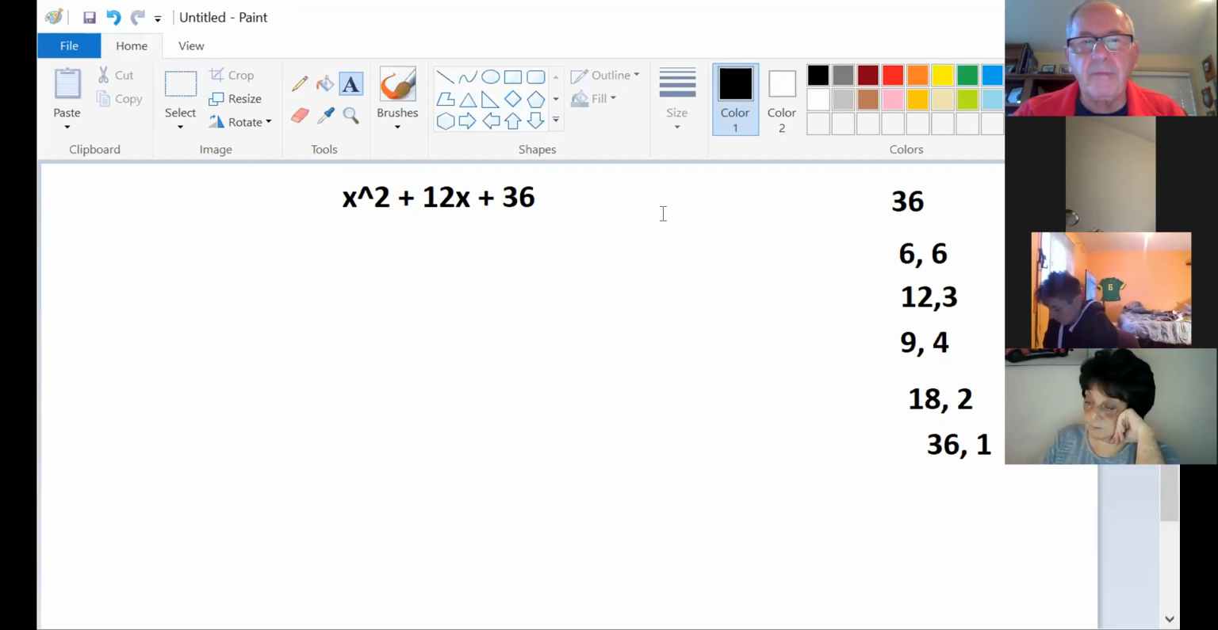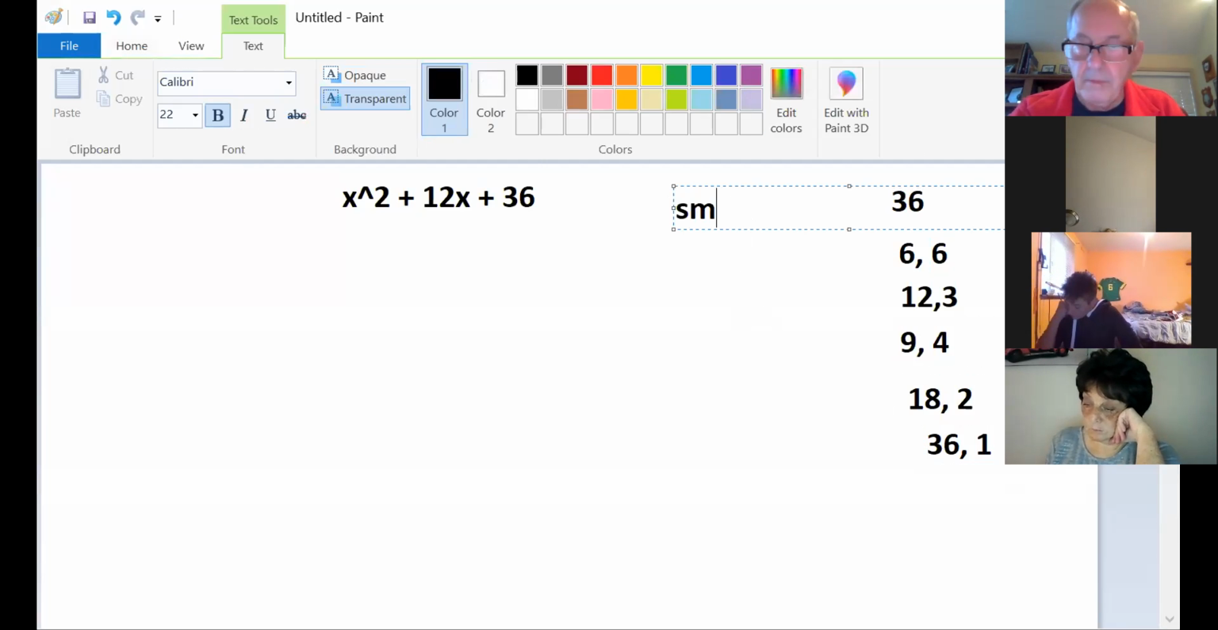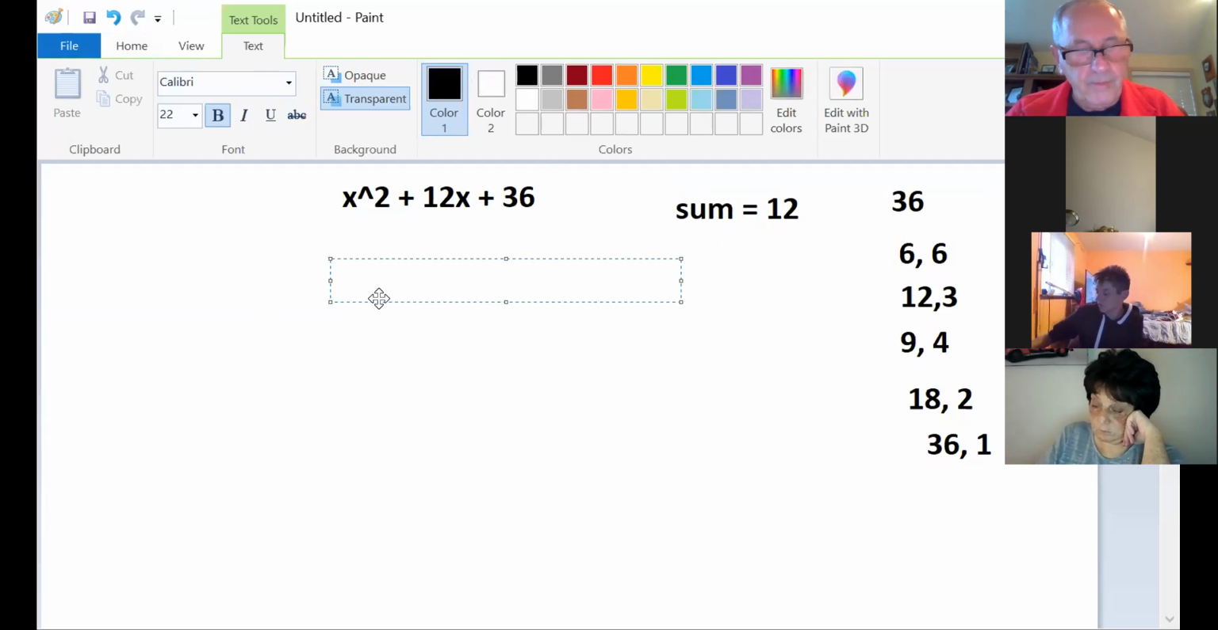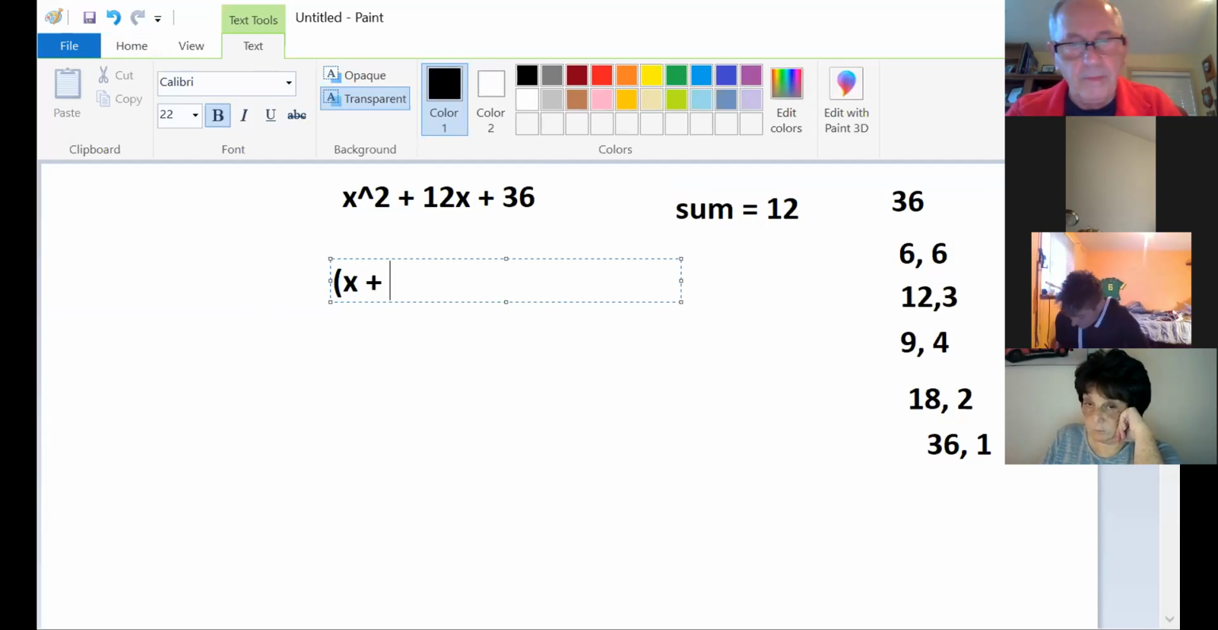Now look at your sum part. The sum has to equal 12. 6 and 6. So this is going to be a really easy one, right? We know it's just going to be like this. That was an easy one.